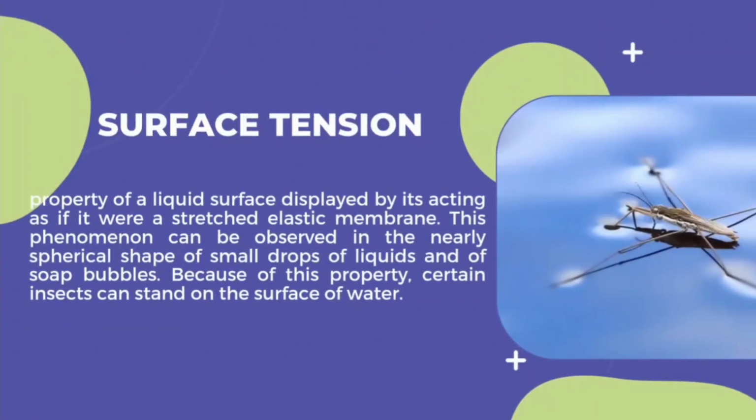Surface tension is a property that causes the liquid surface to behave like a stretched, elastic membrane, resulting in the formation of nearly spherical shapes in small liquid droplets and soap bubbles, and enabling certain insects to stand on the surface of the water.